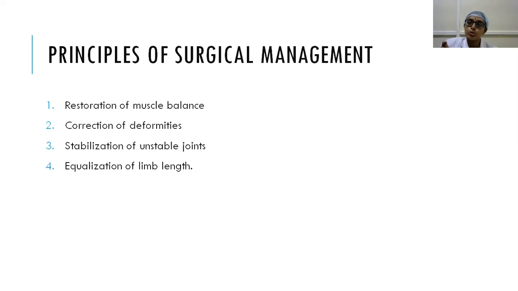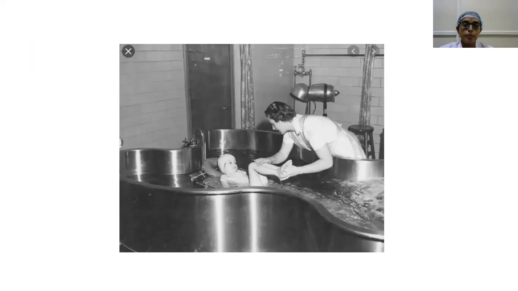If it is minimal, with a shoe raise, the 2 to 3 centimeters discrepancy can be managed. However, if the discrepancy is more, we may have to go for epiphysiodesis of the contralateral limb. That is, you will either prevent the growth of the other limb, or some limb lengthening procedures will be done to the affected limb. That all depends on the age, and different parameters are considered. So based on that, equalization of the limb length is done. So these are all the principles of surgical management. So this is the Hubbard bath which I have shown. This is warm water, and there the physiotherapist or nurse is assisting in passive range of motion of the child.